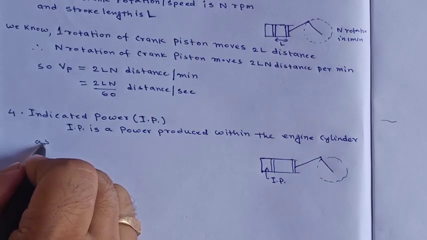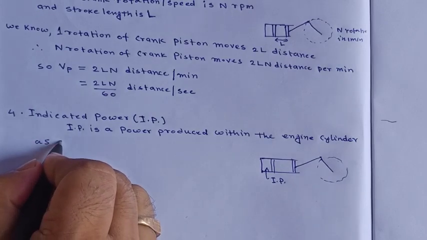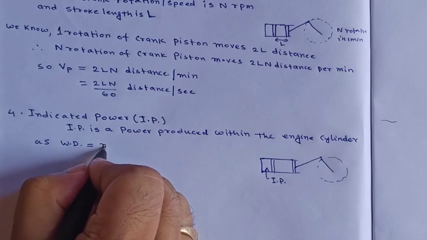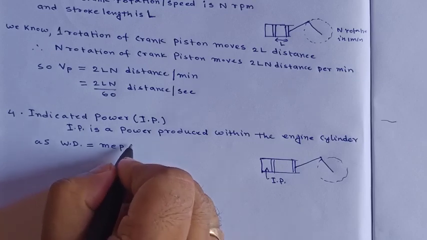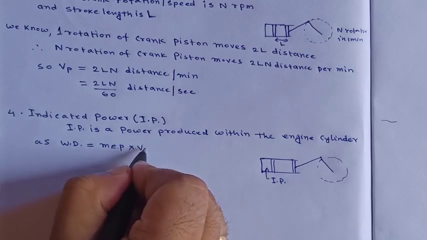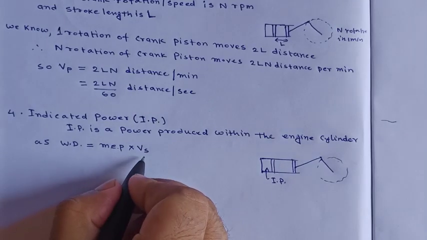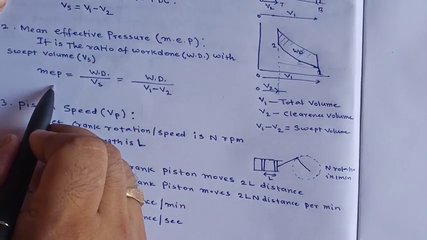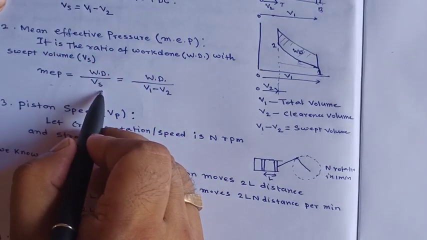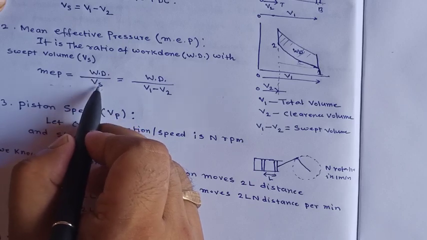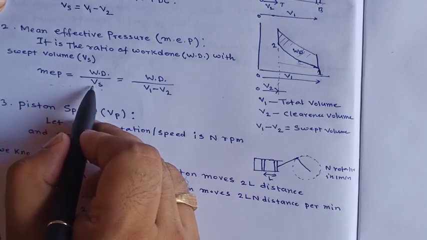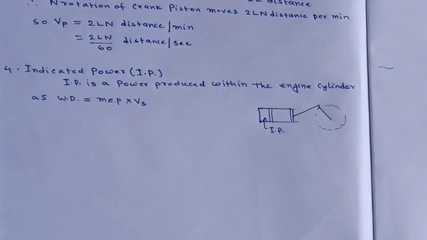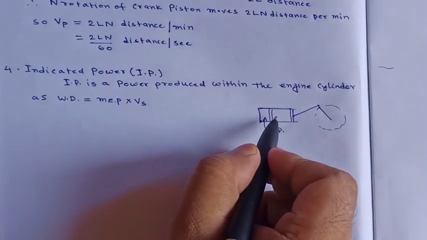As work done equals MEP, mean effective pressure, into Ps, that is swept volume. I have already discussed that here. Mean effective pressure equals work done by swept volume. So work done equals mean effective pressure into swept volume. So I can write what is work done, that is the power here.